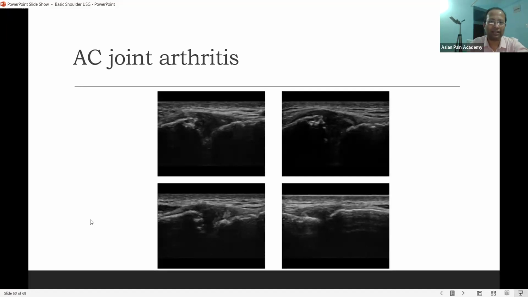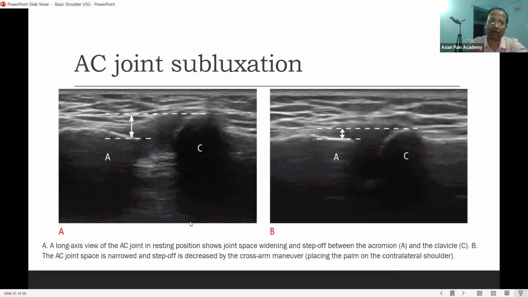So here, AC joint arthritis, as I told you, there can be effusion, and there can be osteophyte, irregular joint margin, not joint, but a bony surface, bony margin. So you can understand that these are osteophytes and irregular bony margin, and there is effusion. So it must be AC joint arthritis.